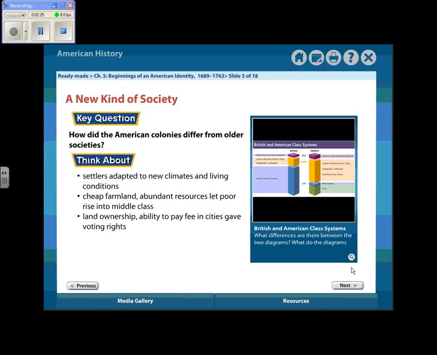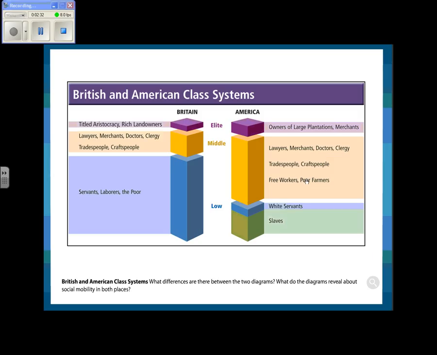So, a new kind of society. How did the American colonies differ from older societies? Well, let's look at the chart like we did in the book. First, the British system had 3 tiers. Very few people were in the elite. These were the rich landowners. Remember, land was not very much available. Only about 5% of the people owned land. It didn't come up for sale very often.